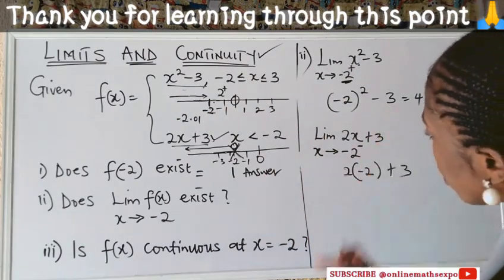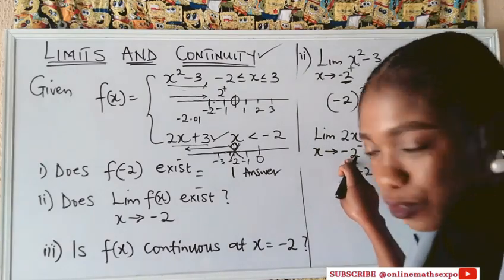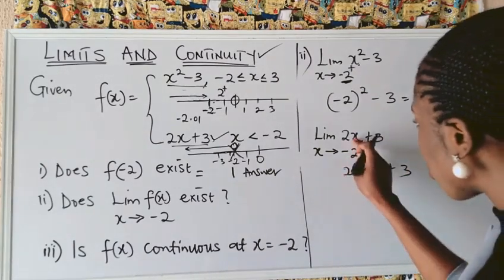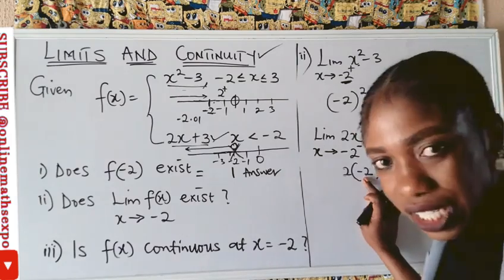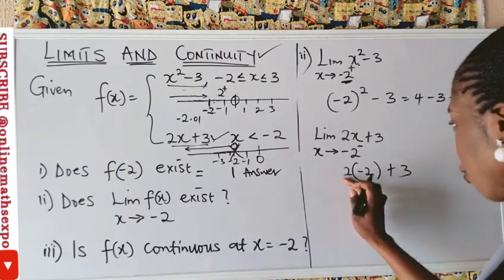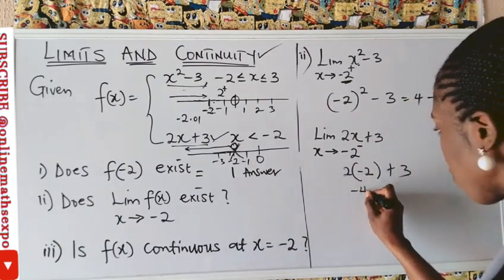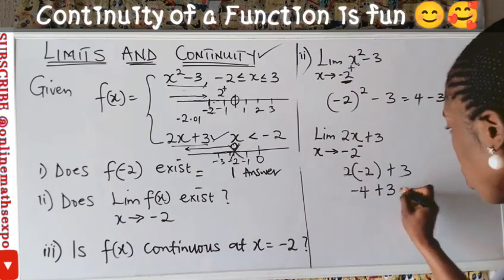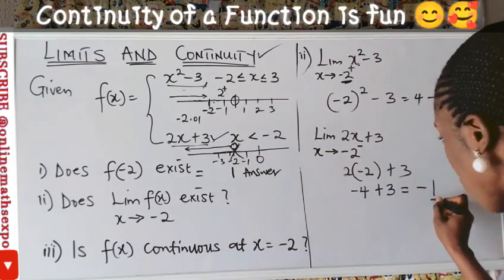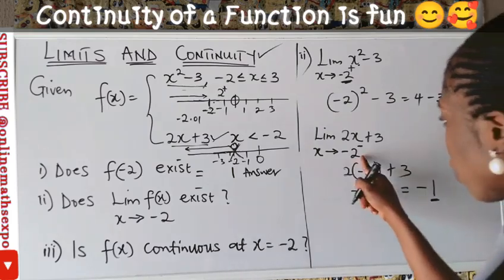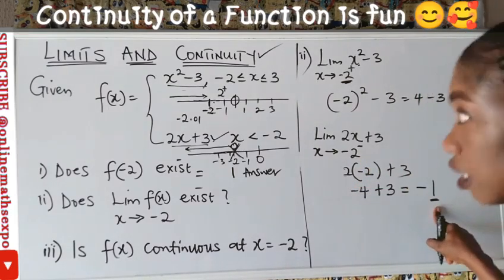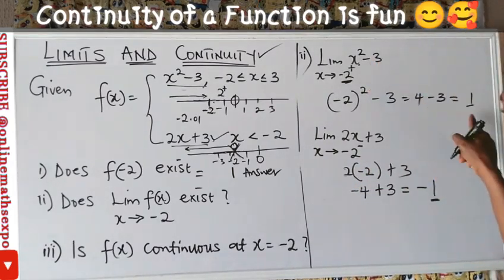So we're using the value of x at negative 2 to have 2 into negative 2 plus 3. If you multiply this, it gives you negative 4, and negative 4 plus 3 will give us negative 1. So you see, for the left side of the limit, we got negative 1. For the right side of the limit, we got 1.